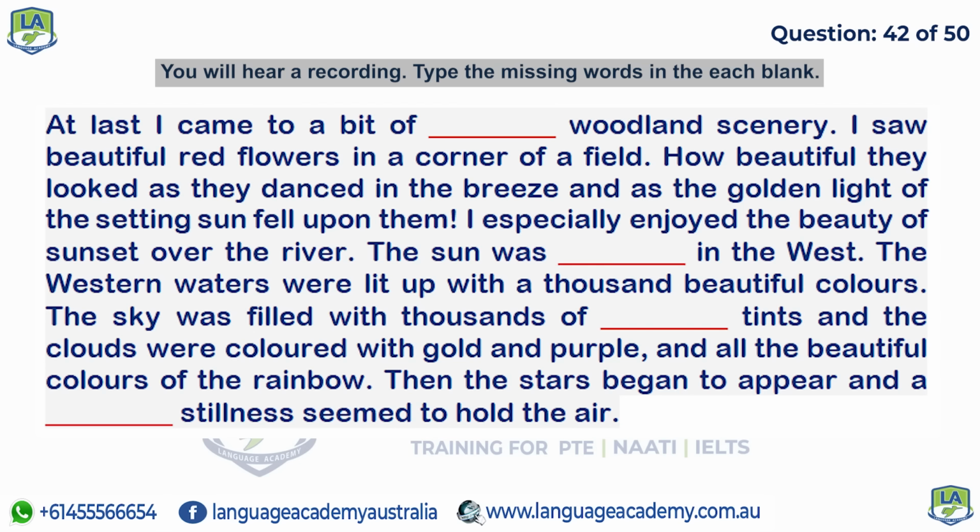The sun was sinking in the west. The western waters were lit up with 1,000 beautiful colors. The sky was filled with thousands of delicate tints, and the clouds were colored with gold and purple, and all the beautiful colors of the rainbow. Then the stars began to appear, and a solemn stillness seemed to hold the air.